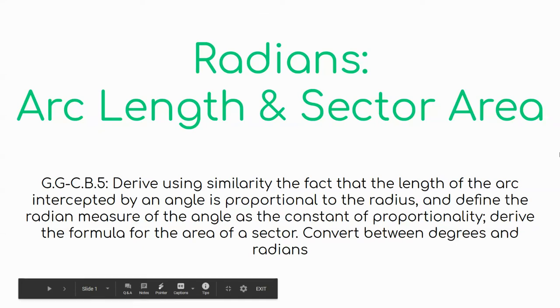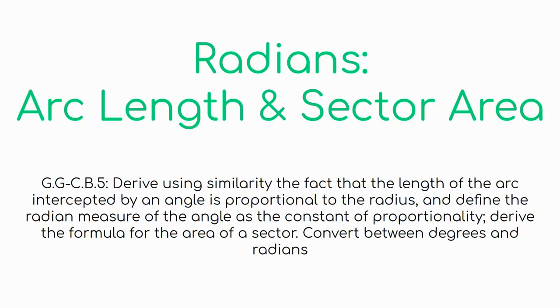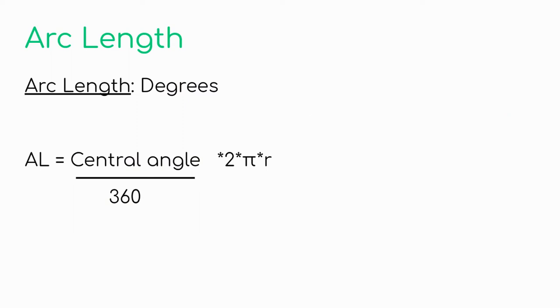So now that we know what a radian is, we're going to use that to solve for arc length and sector area. Instead of measuring our angle in degrees, we're going to be able to solve for arc length and sector area when our angle is in radians. So let's just think about what arc length is.